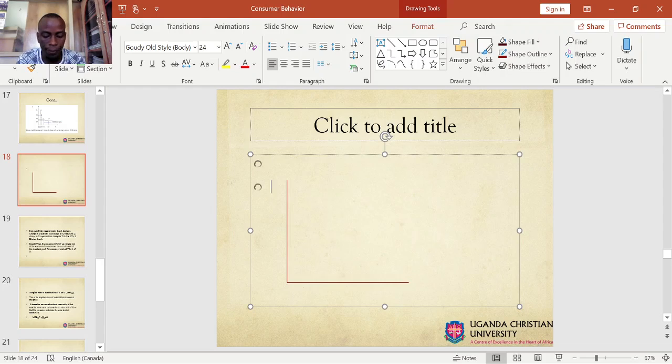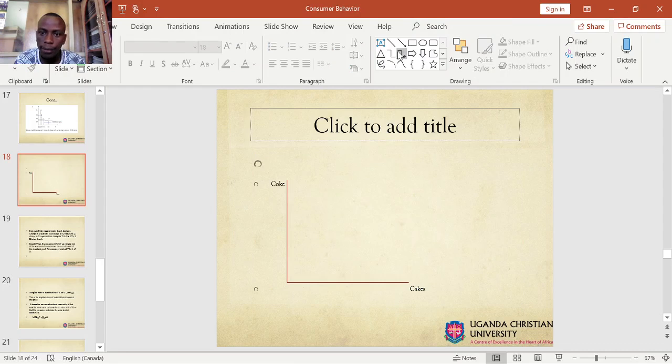On this axis we are having Coke, and on this side we are having cakes. Let me not use Godsmith, cakes. And then we are having our indifference curve. Let me see if this curve will come out.